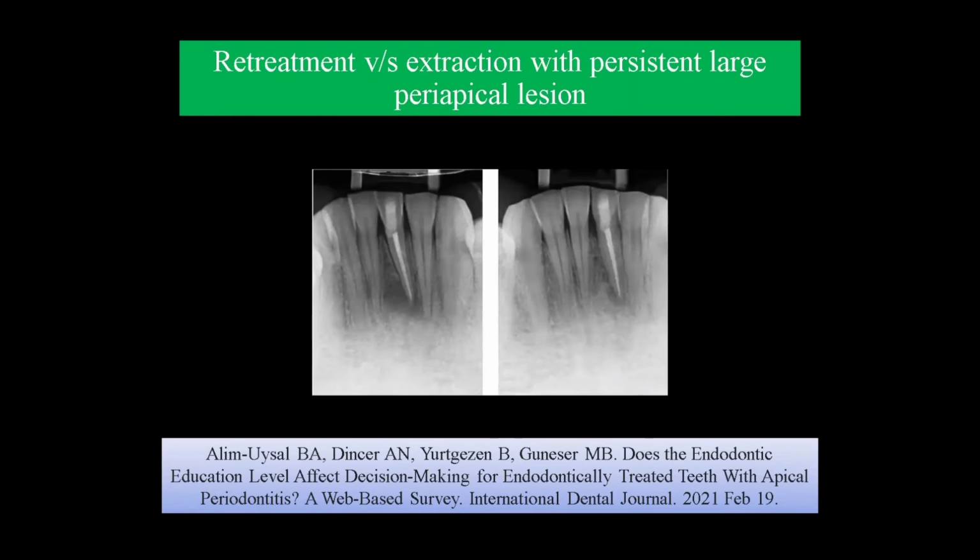Now, a retreatment should be attempted at least twice following the standard root canal treatment protocol, after which, in cases of failure of the above, a surgical approach can be employed, and only if both these techniques fail, should one go for an extraction in cases of a persistent periapical lesion.